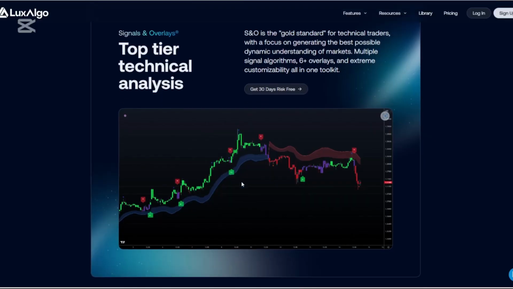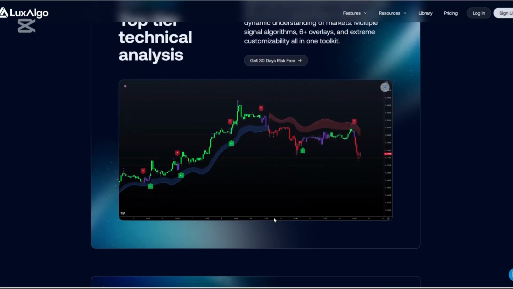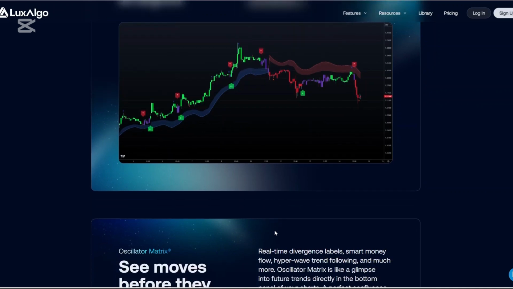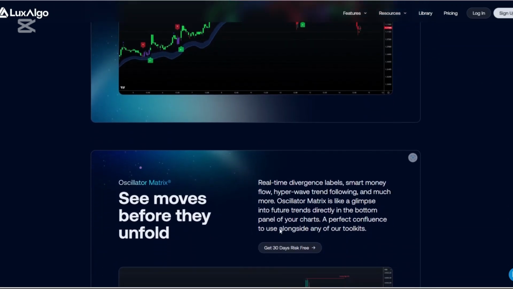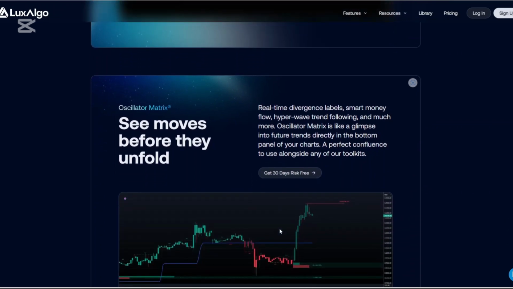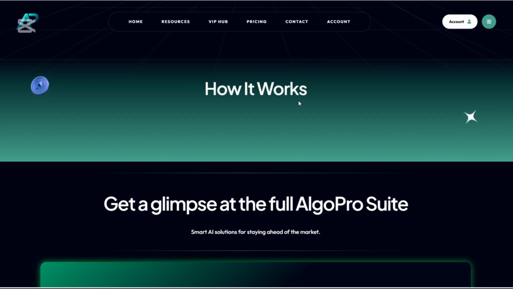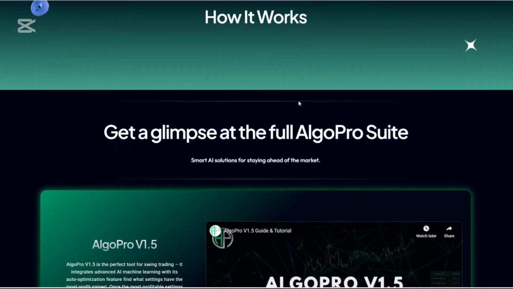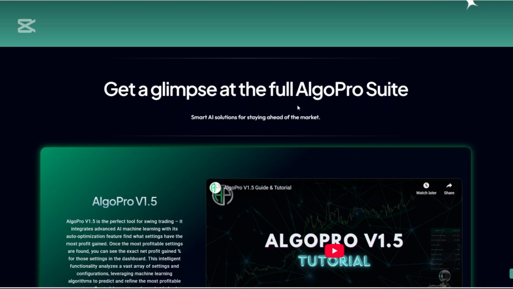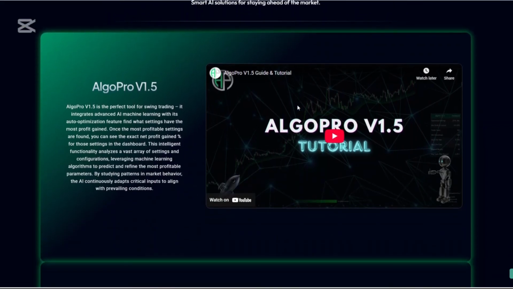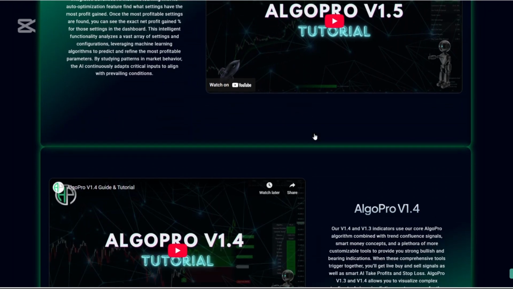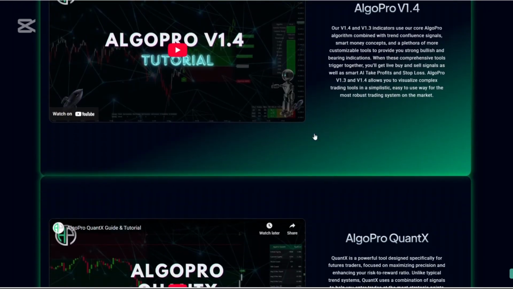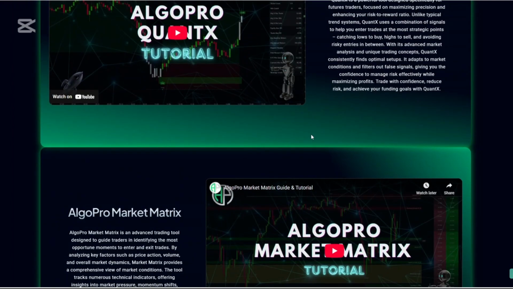First, LuxAlgo. Cutting-edge AI tools for serious traders. Clean, customizable interface with detailed overlays. Huge community with real-time support and great value at the base pricing tiers. And the pros of AlgoPro? Simplified approach with high probability signals. Strategy Lab makes live trade tracking a breeze, and it's easy to start for beginners. It's also great for stock, forex, and crypto traders alike.